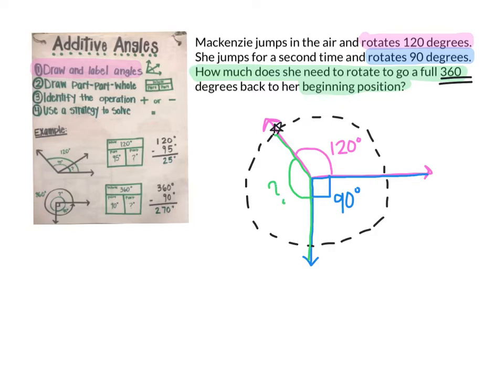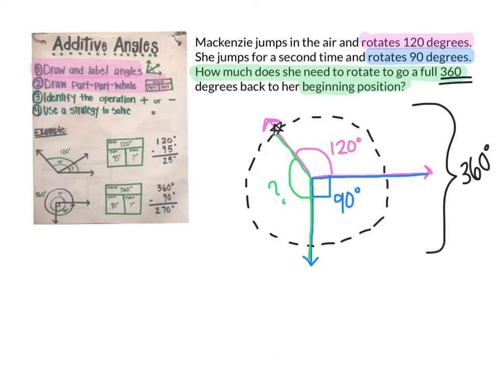We're also going to label, we know that this whole rotation of my circle is 360 degrees, from our starting point all the way around, back to the beginning. So let's go back to our steps to solve. We're on step 2. Draw a part-part whole chart.